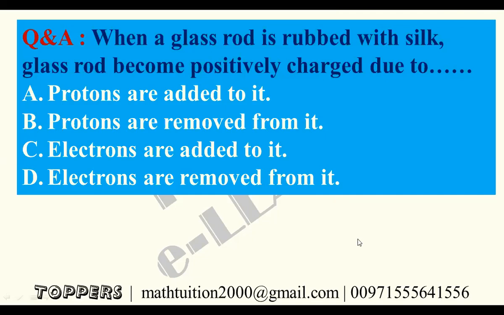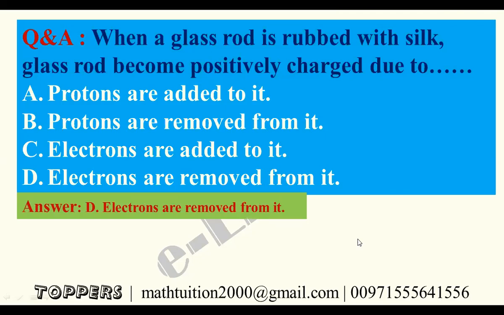So the correct answer is option D. Electrons are removed from it. We know the first option, protons are added to it. Protons are located in the nucleus of an atom, so normally they cannot be moved from one atom to another. So protons are added is wrong. Protons are removed is also wrong. A and B are wrong.